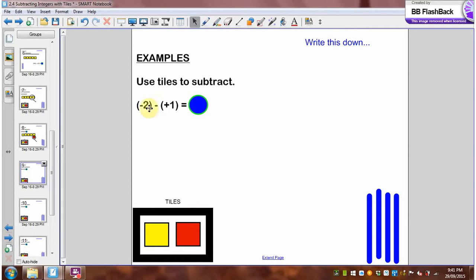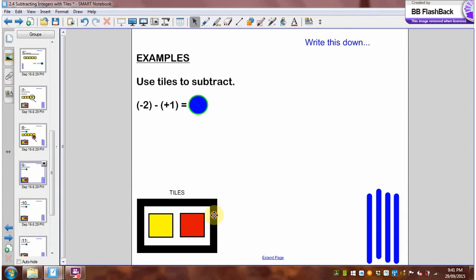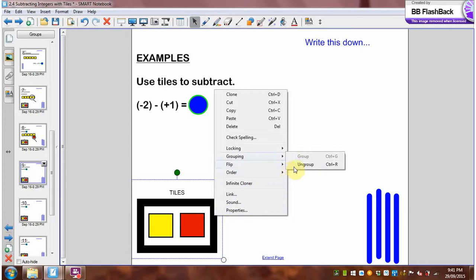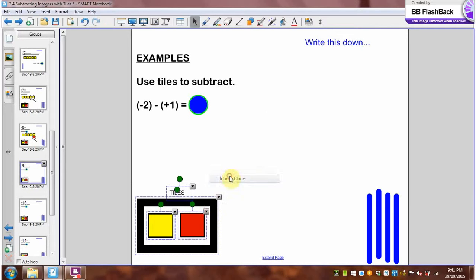Okay, first step, again, is to represent this first number, this first integer. So we have -2. So what's minus, my yellow or my red? Okay, so it's red. So -2. So, okay, I have to do this again. Get my tiles ready.